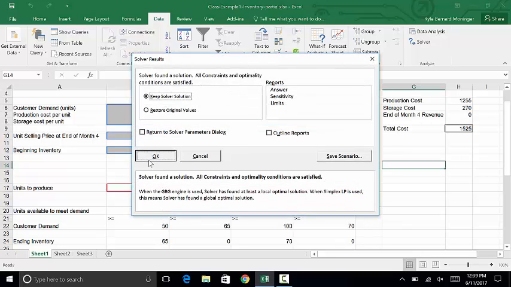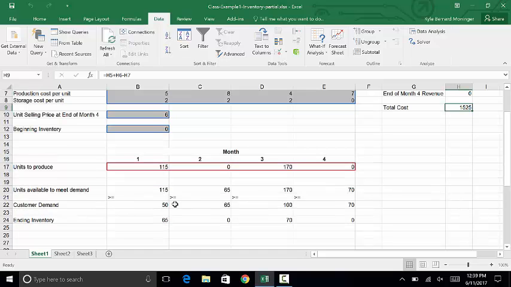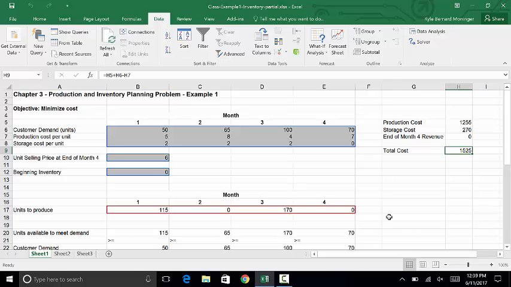Great, we found a solution. Let's take a look at it. We have a production plan of how much to produce each month for a minimum cost of $1,525. Each month, notice that we're meeting demand, so all constraints are satisfied.